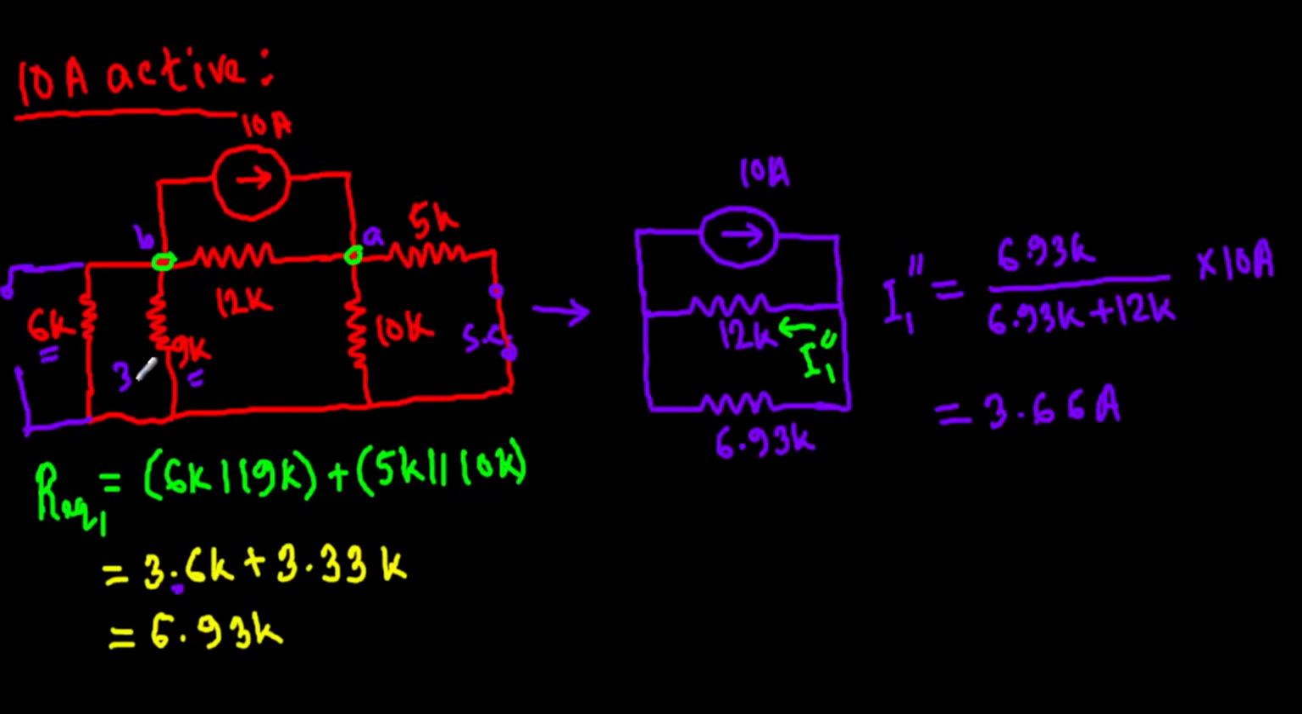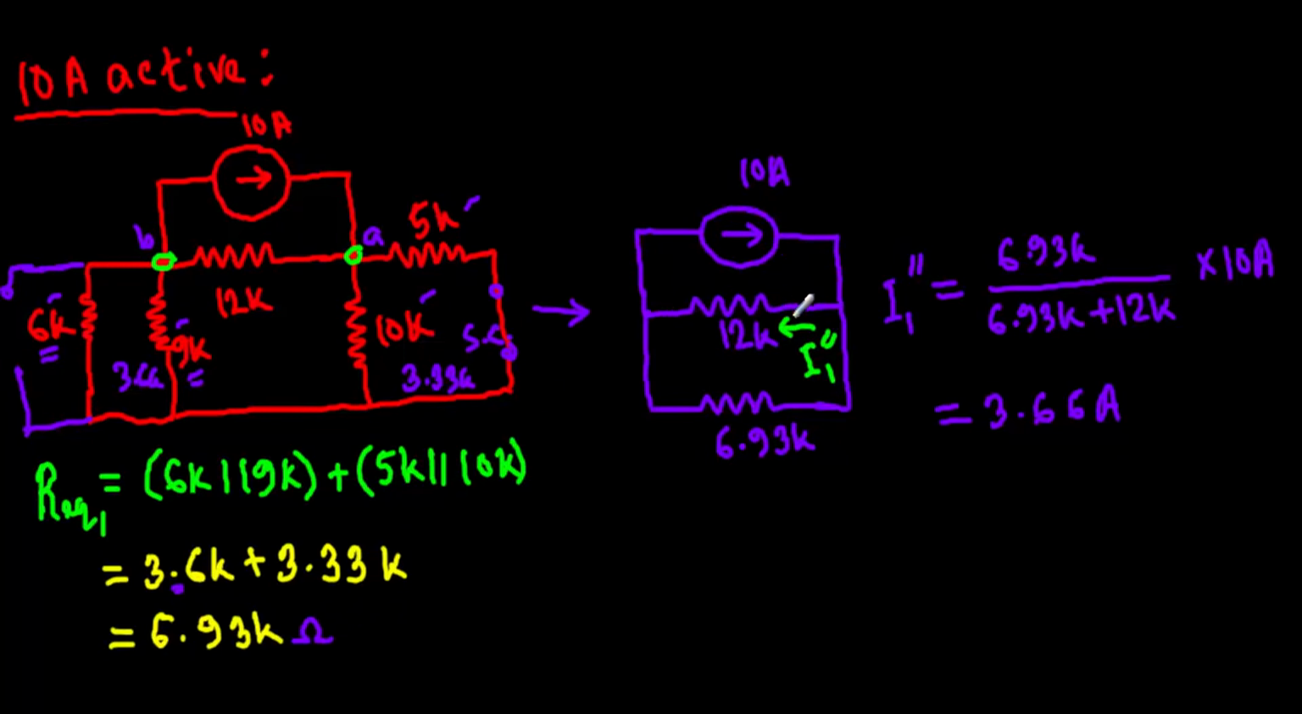Their parallel resistance is 3.6 k, and this 5 kilo ohm and this 10 kilo ohm resistance are also in parallel, and their equivalent parallel resistance is equal to 3.33 k. This 3.33 k and 3.6 k will be in series. So I will replace these four resistances 5k, 10k, 9k and 6k with R equivalent one, which is equal to 6.93 kilo ohm.